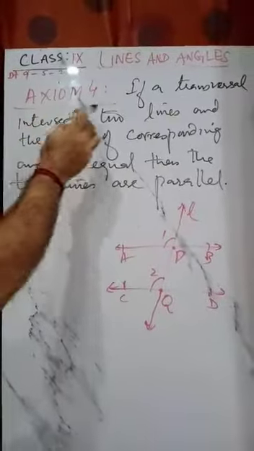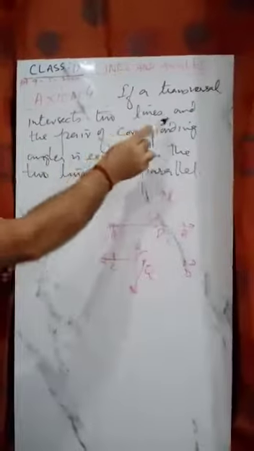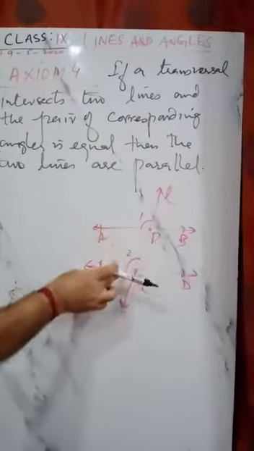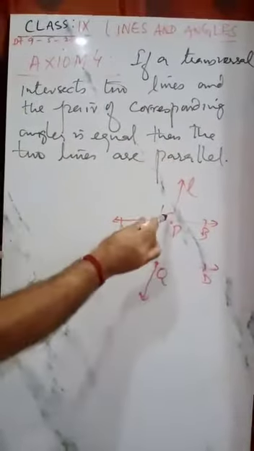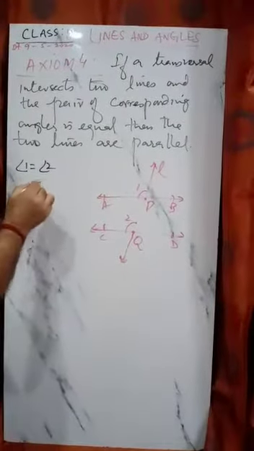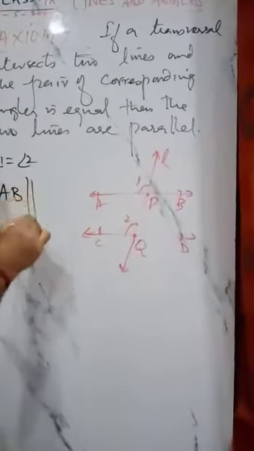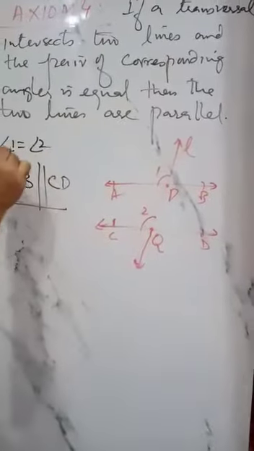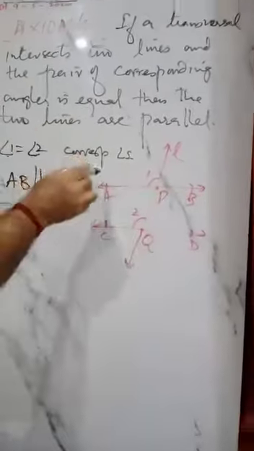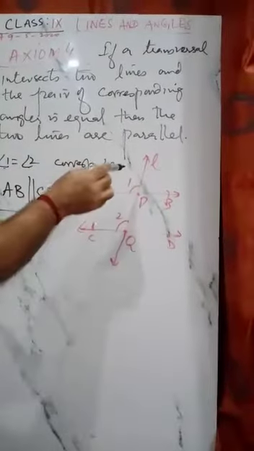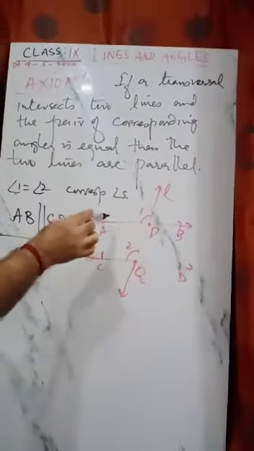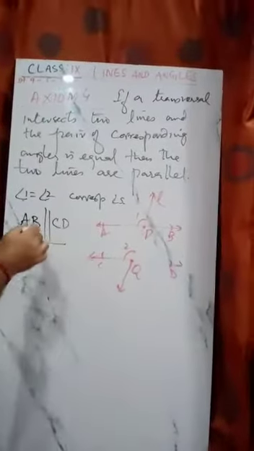Axiom 4 is: if a transversal intersects two lines and any pair of corresponding angles is equal, then the two lines are parallel. So if angle 1 is equal to angle 2, as given, then you can say that AB is parallel to CD, because 1 and 2 are corresponding angles. When corresponding angles are equal, when a transversal intersects two lines, then these two lines will always be parallel.